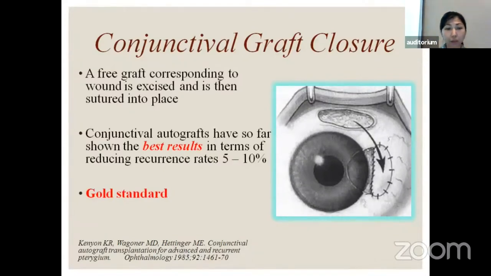So a free graft corresponding to the wound is excised and then sutured in place. You can harvest it superior or inferior depending on the size that you need. Most people will harvest from superior because they need a larger graft and it's easier. But inferior will have a bit of limitation in the sense that there is a lesser area for you to excise.